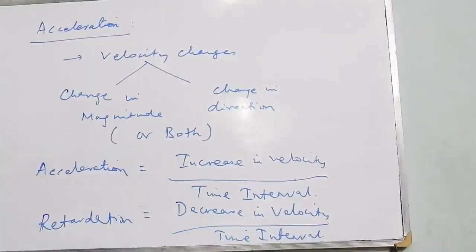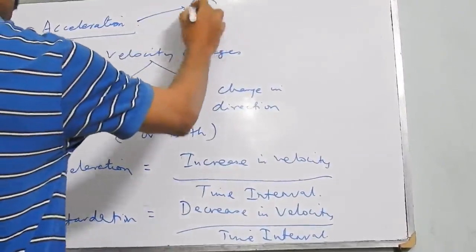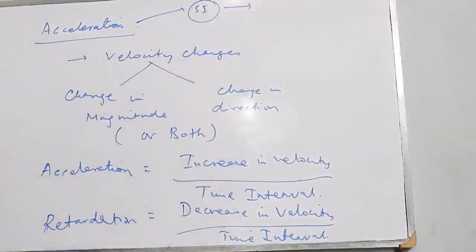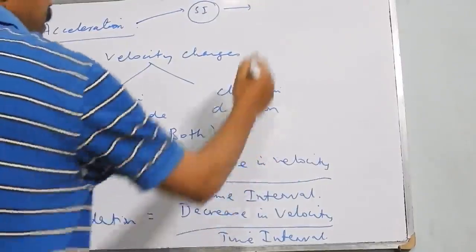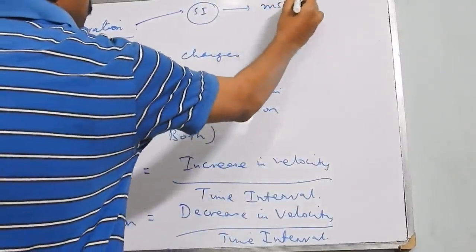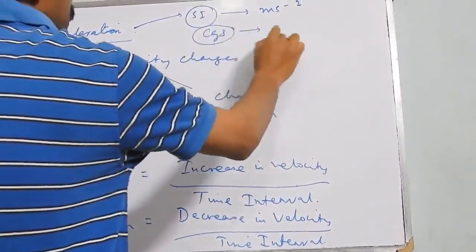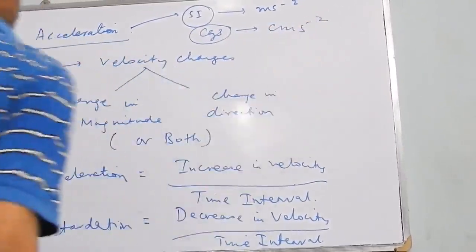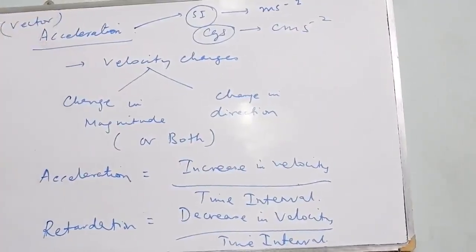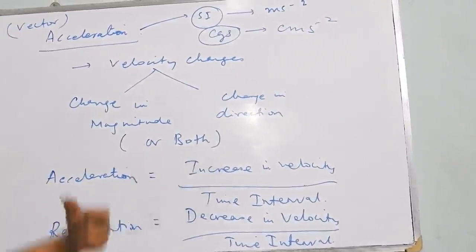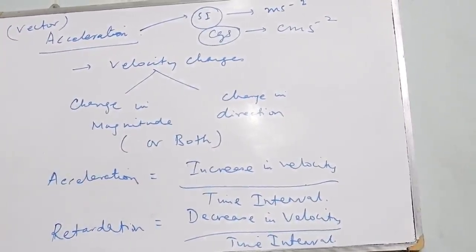We know the SI units of velocity and time, so we can say that this acceleration has SI unit, which is obviously the SI unit of velocity by time, that is meter per second divided by second, that is meter per second square, and the CGS unit is centimeter per second square. Acceleration is obviously a vector quantity because it is defined as change in velocity. Velocity is a vector quantity, so acceleration is also a vector quantity.